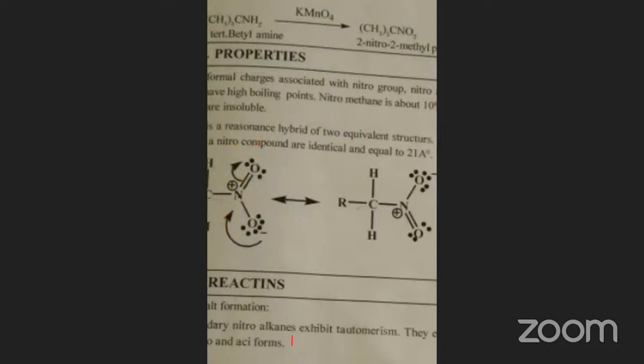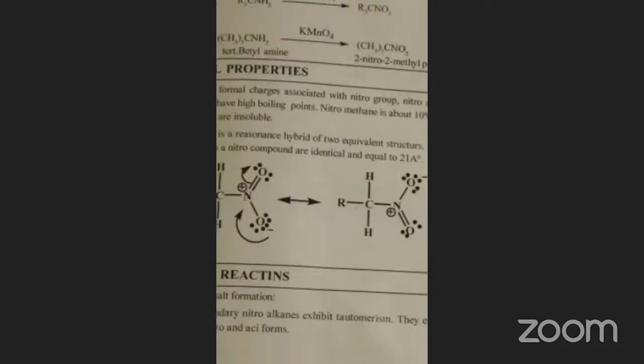After some time, the negatively charged electrons are shifted over here and these electrons are shifted over here. Then this type of structure is produced. Due to that, it is involved in resonating structures. Due to the resonating structures, it has high boiling point values. Nitromethane is 10% soluble in water and the higher compounds are insoluble in water. And the two nitrogen-oxygen bond distances are identical.